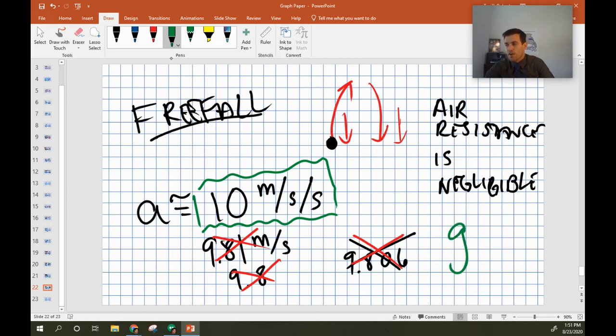The variable that represents free fall acceleration is always the lowercase letter g. So if you see g, you should know that it represents 10 meters per second per second, at least for the next few weeks.